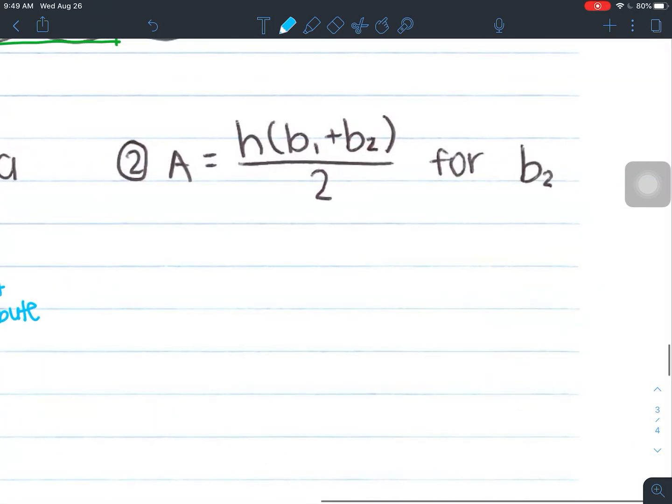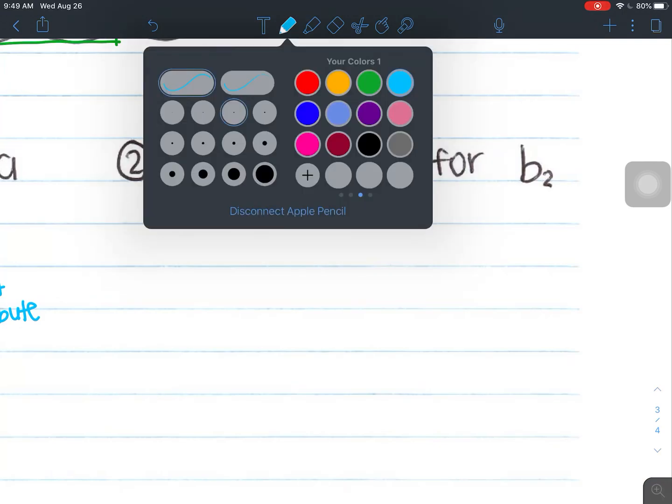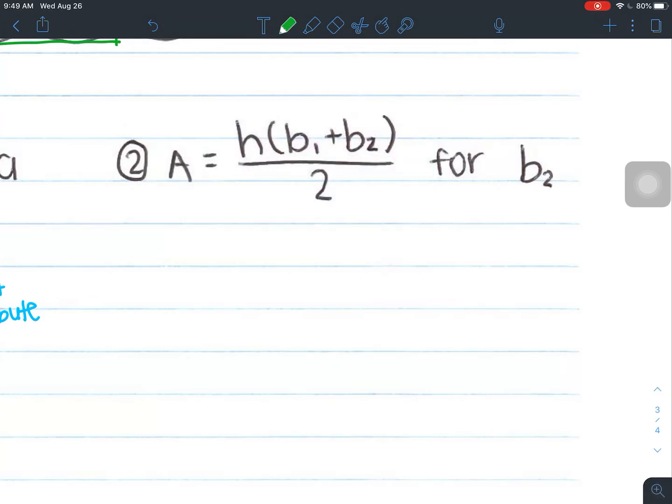All right, number 2. A equals h, parentheses, b sub 1 plus b sub 2, parentheses, all over 2. All right, this is actually the area formula for a trapezoid. So the goal here is we want to get b2 by itself. So they're wanting us to get that variable by itself.